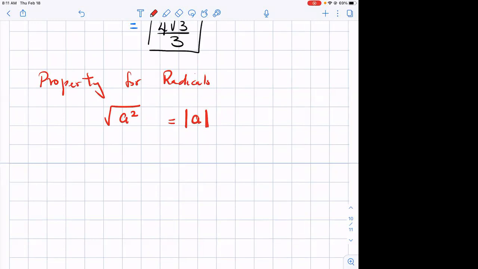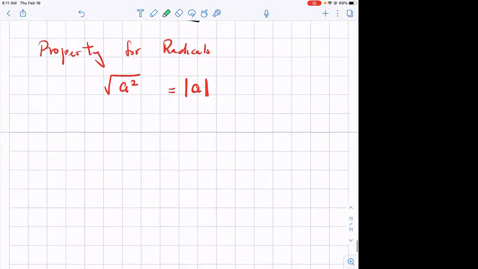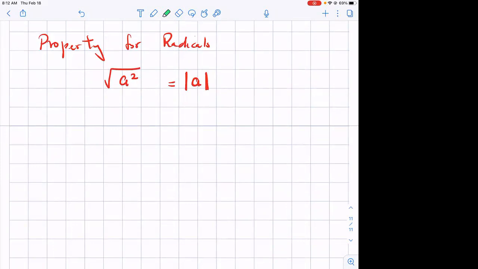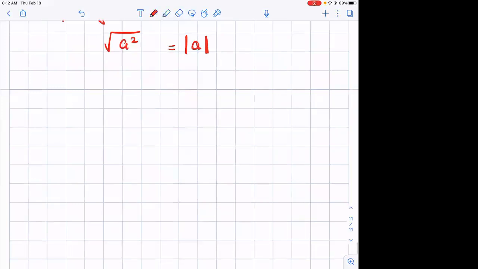And that's important because when you use some homework platform systems, right, it's very important that you write the absolute value sign or symbol. Okay? That is very important. So anytime we have an even index, this is when that will occur. And I just wanted to point out that property because that one is generally overlooked.